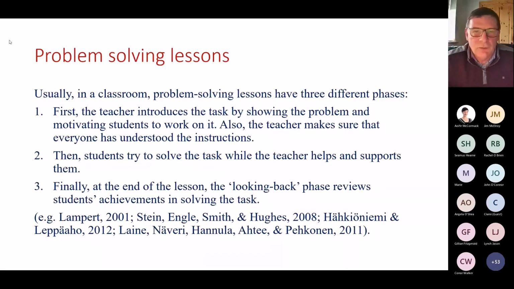In the looking back phase, you could be looking at different approaches that could be taken to solve the problem. Once a student has used one approach, it's always a good idea to ask them to do it in another fashion or another way.